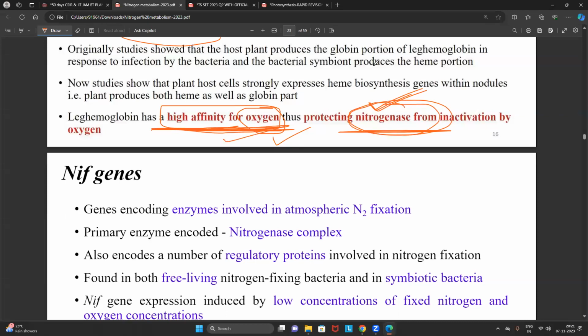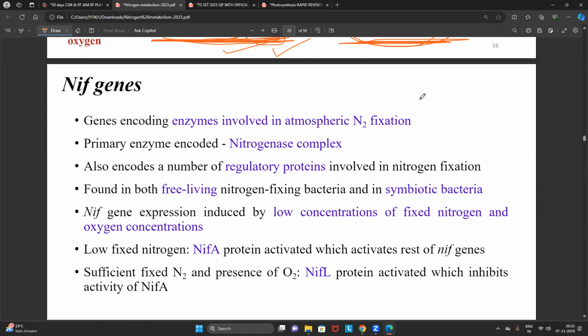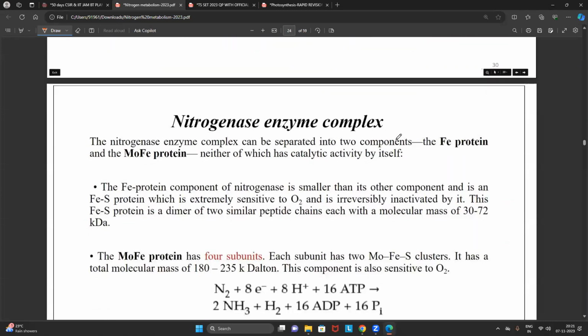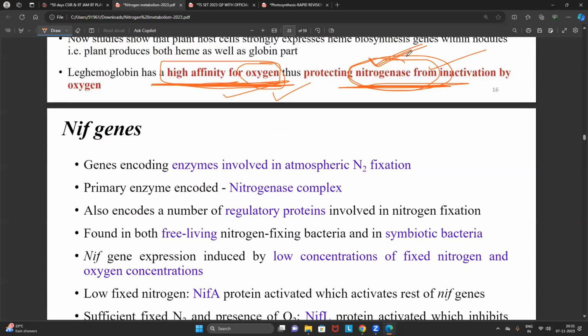Now listen, this is the most crucial step. Nitrogenase enzyme is ready now. We are ready to fix the nitrogen. Now the question is crystal clear: who is ready now? Nitrogenase enzyme is ready. Now, if the nitrogenase enzyme wants to be activated, it also requires a regulatory gene. What is the name of the regulatory gene for the nitrogenase enzyme? That is called the NIF gene.